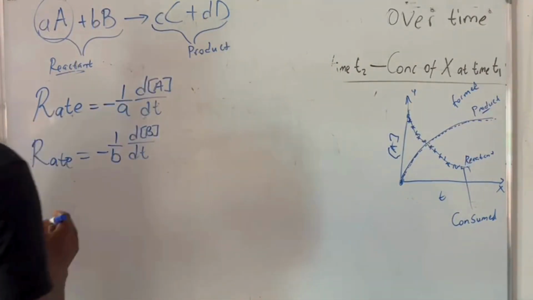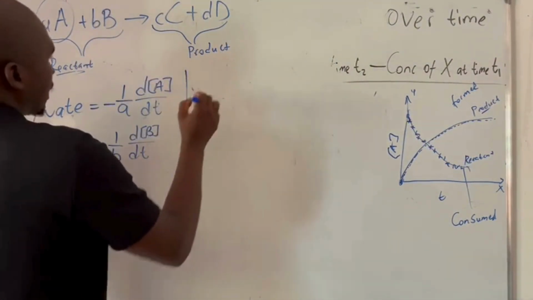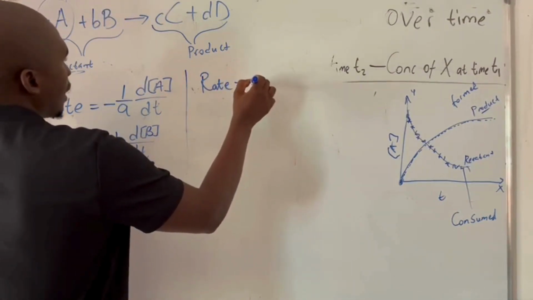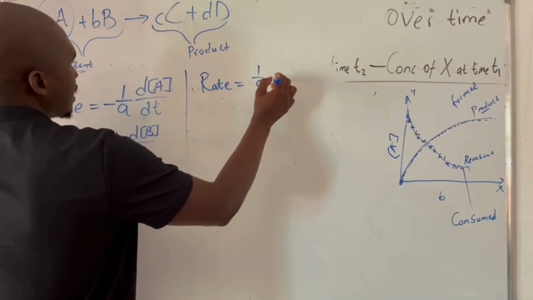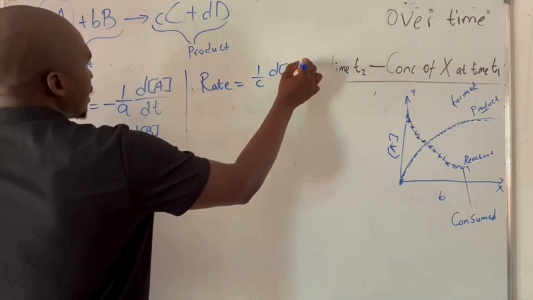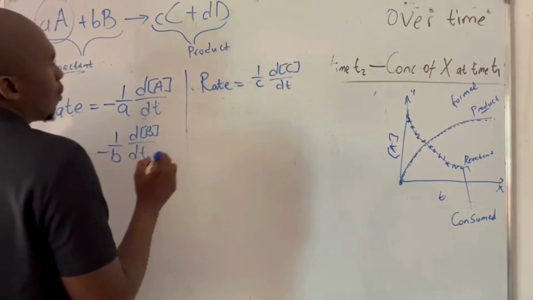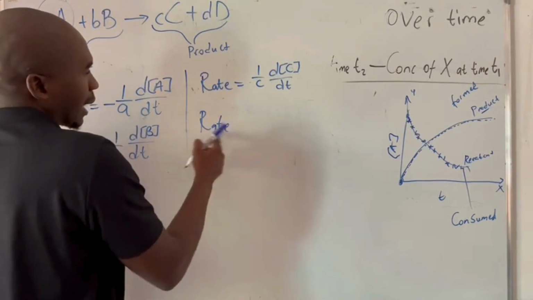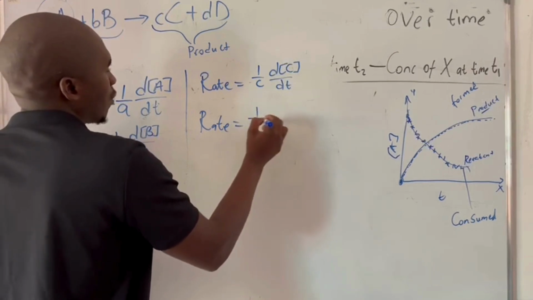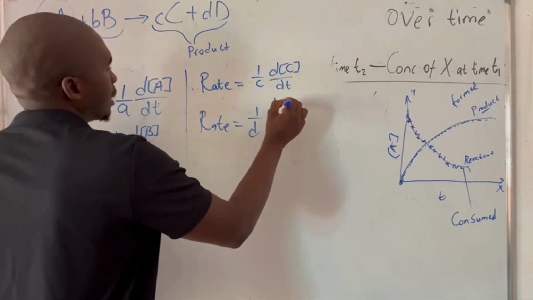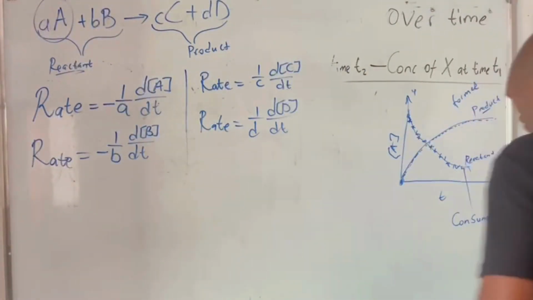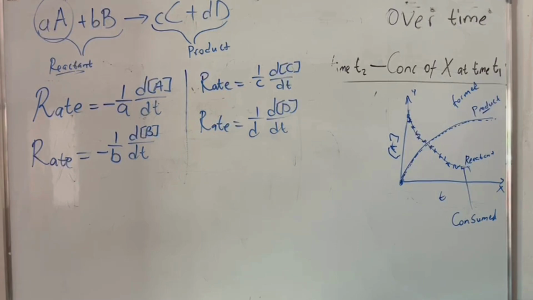What about the one for the product now? The one for the product, you will find out that we are going to have a rate equal to positive 1 over C dC over dt. What about the one for D? This one here for D, the rate, you can pause the video and write this one. What will be the answer? It will be 1 over D dD over dt. So now if you check it out, the difference is the sign actually between the reactant and the product.